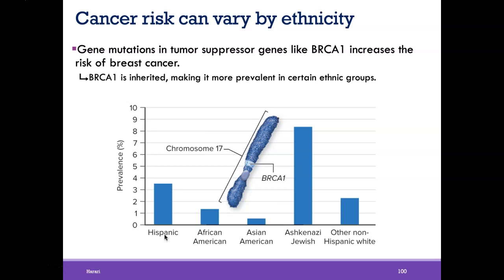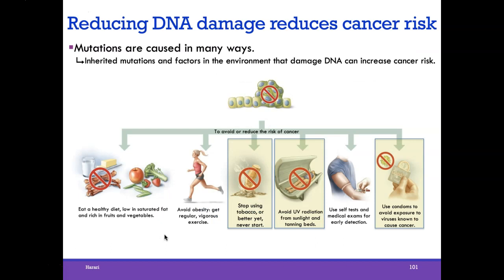So there is a genetic component to cancer, but cancer is not just inherited. Right? Just because your mother has breast cancer does not mean that you have breast cancer. You might be more likely to develop breast cancer, but there's no direct causation. So reducing DNA damage reduces cancer risk, right? We said inherited mutations can't really be fixed without gene therapies, but factors in the environment can be avoided. So avoiding cigarettes, avoiding tanning beds and excess sun tanning, eating healthy diets, getting regular exercise, and having safe sex can all protect you from cancer risks.